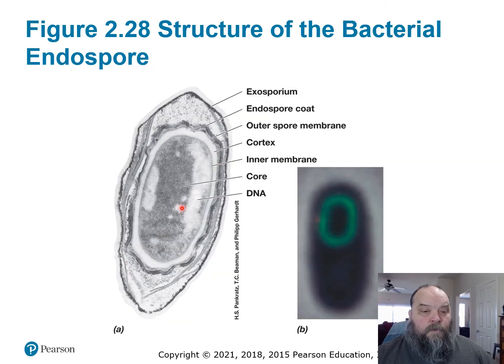So when you look, you'll see it even shows up on an electron microscope picture that the coloration for the different layers is different because their composition is different. And it shows up: the core, inner membrane, a cortex, an outer spore membrane, okay? Please do not mix up this outer spore membrane with the outer membrane of a gram-negative cell. Two completely different things that have two completely different roles.